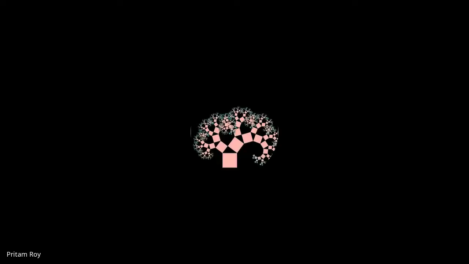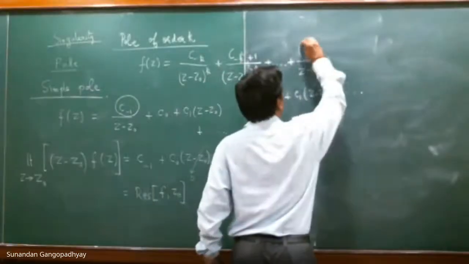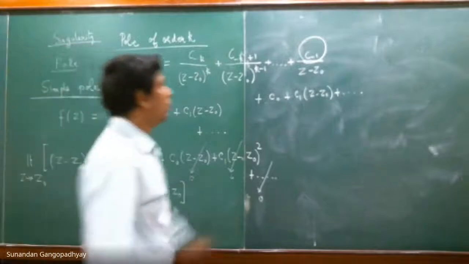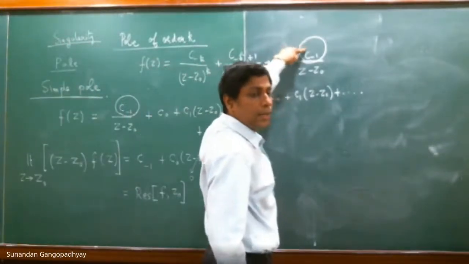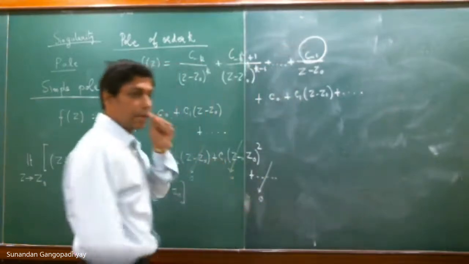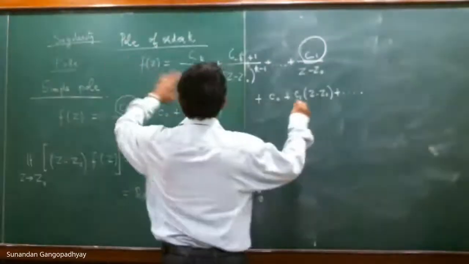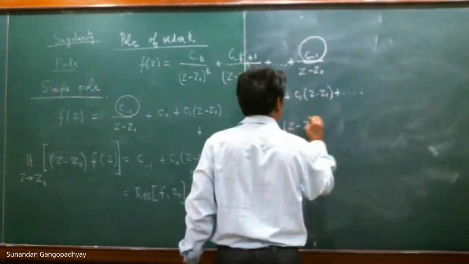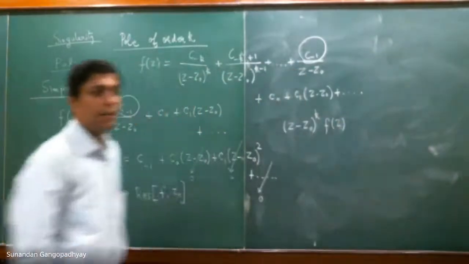Yes, sir. Okay, good. So now, once again, I want to find a formula for this coefficient. This is our goal, because this coefficient is by definition the residue of the function at z naught, at the singular point. So what should I do? Once again, let me multiply both sides of this equation by z minus z naught to the power of k.